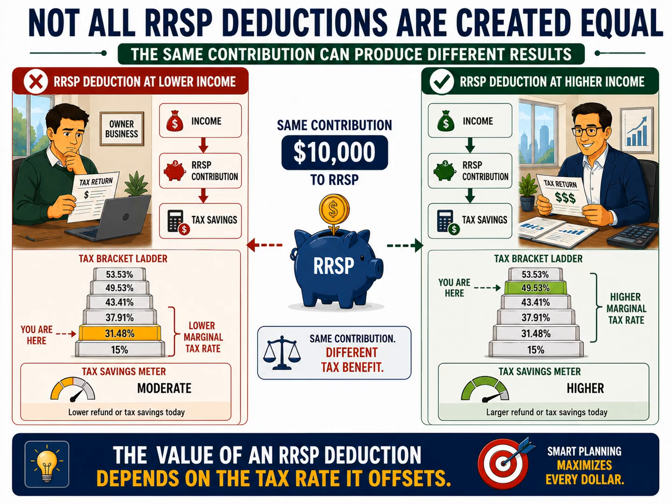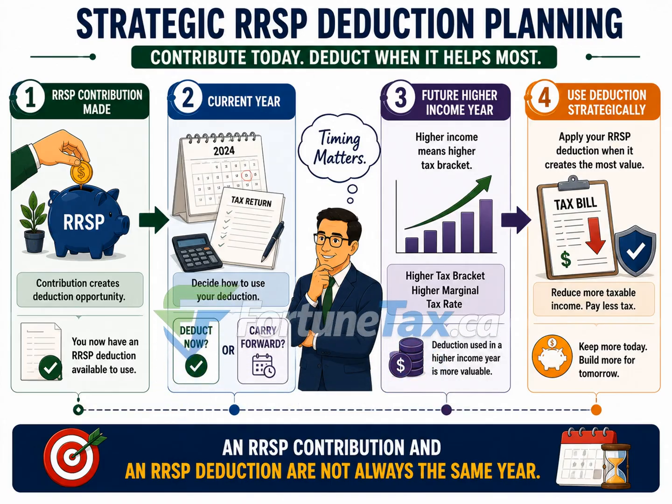This is where strategic tax planning begins to separate itself from basic tax preparation. A tax preparer may focus on recording the contribution. A tax planner focuses on maximizing its value. And that brings us to the key message at the bottom of the slide. The value of an RRSP deduction depends on the tax rate it offsets. Understanding that simple principle is the foundation for making smarter RRSP decisions and getting the most value possible from every contribution your client makes.